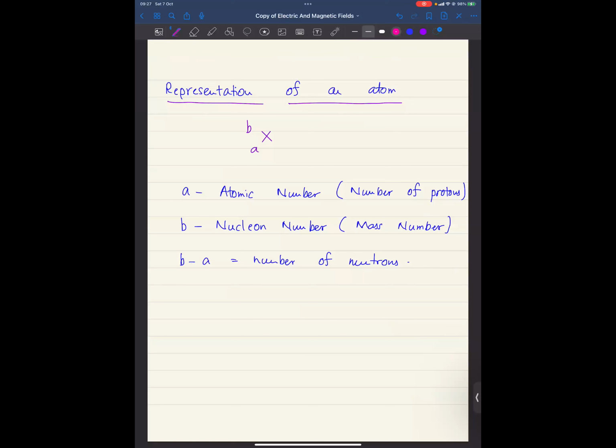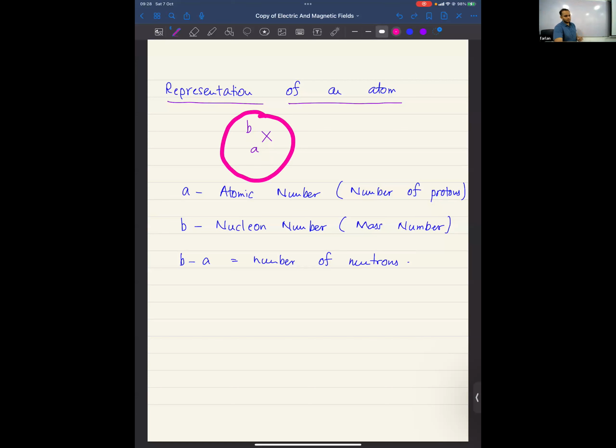Representation of an atom. Right, this is nothing new. We have definitely done this for O levels. And so guys, if you take an atom, you give two numbers here. This number is the proton number, the number of protons. And this number, the one on the top, is the nucleon number. So what is nucleon number? Number of protons and neutrons.